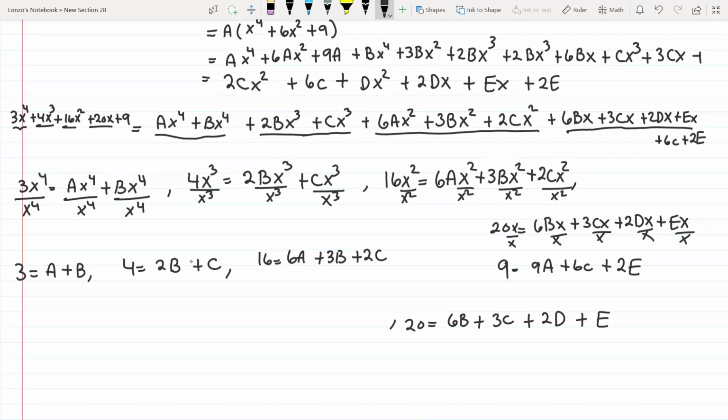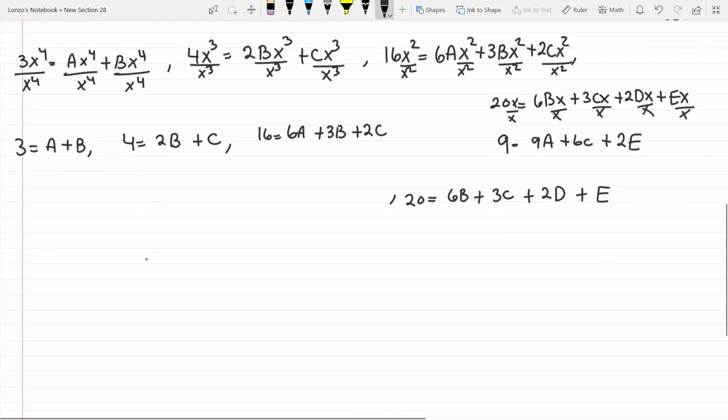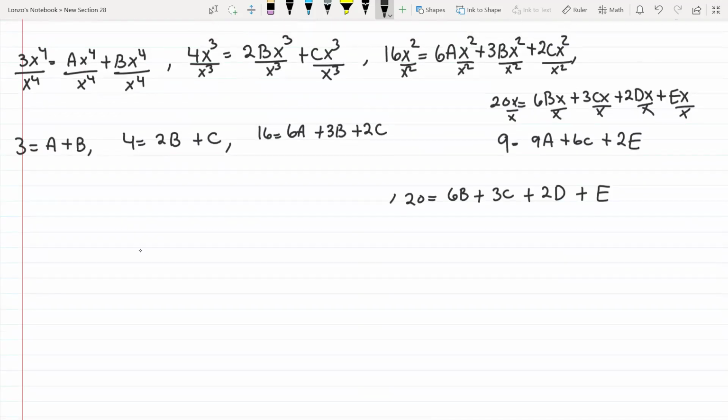And over here, this just stays the same. So what can I do next? Let me write out my system of equations better because it's all over the place. So our first equation is a plus b equals 3. The next one I could rewrite as 2b plus c equals 4. The next one is this.